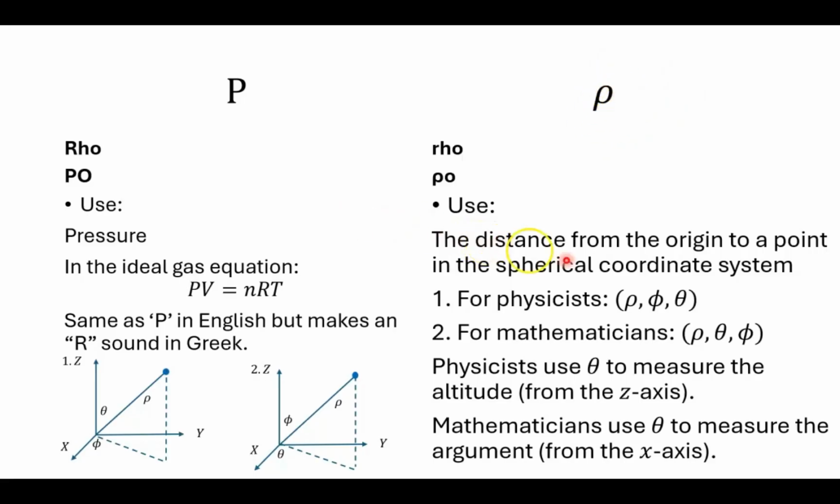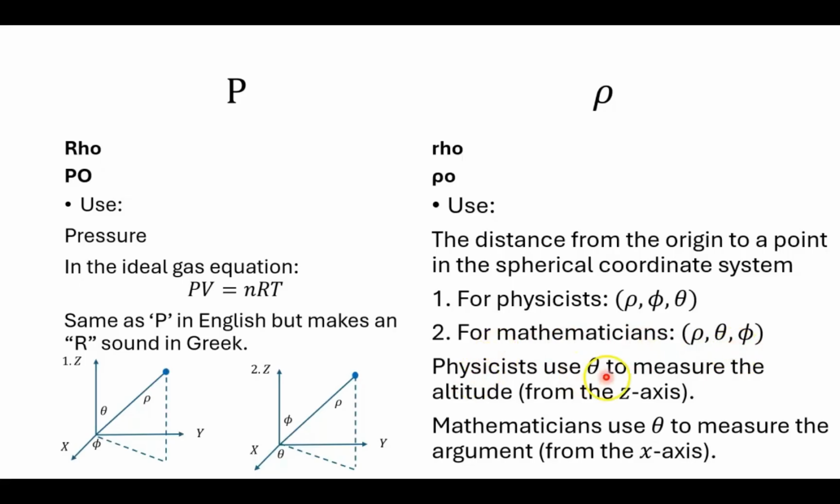It is used to represent the distance from the origin to a point in the spherical coordinate system. And talking about the spherical coordinate system, I have to mention there are two conventions used by different people. The first one, for physicists, is rho, phi, and theta. And the second one, for mathematicians, is rho, theta, and phi.